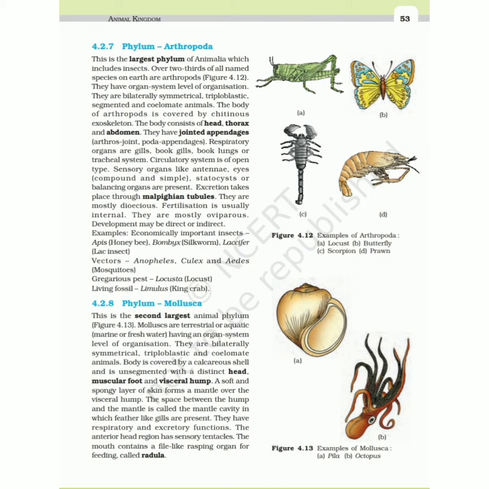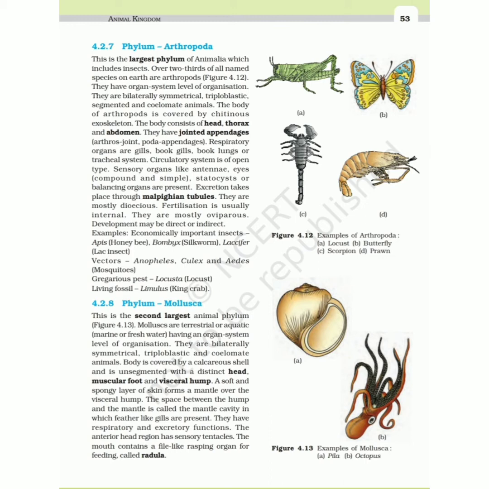Figure 4.12 examples of Arthropoda: A. Locust, B. Butterfly, C. Scorpion, D. Prawn. Figure 4.13 examples of Mollusca: A. Eeler, B. Octopus.